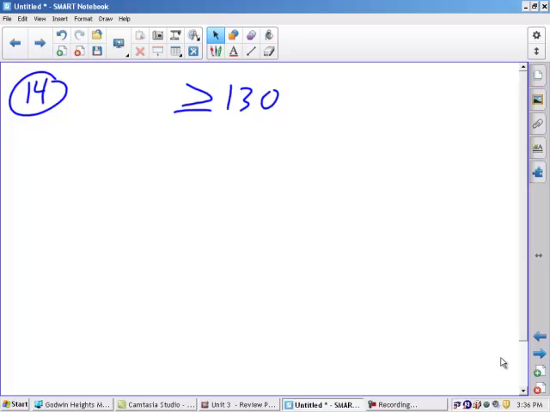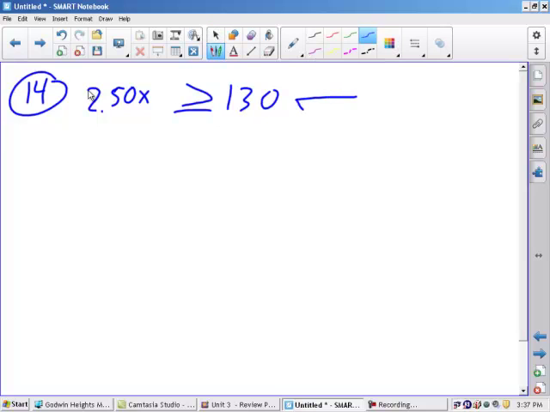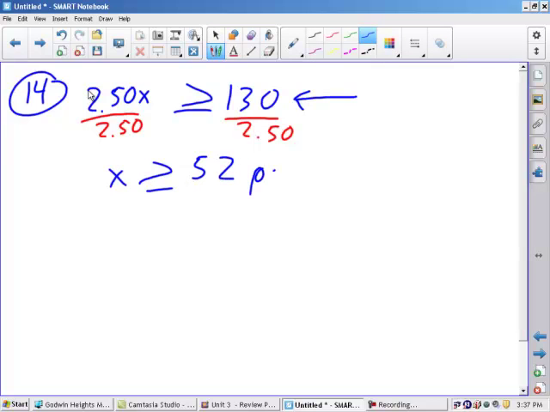So at least $130 is greater than or equal to 130. How many pastries must they sell at $2.50 each? So when you think of $2.50 each, you think $2.50 times x is greater than or equal to 130. So then to solve that, this is your inequality. To solve that, you then would divide by 2.50 on both sides, and you would get x is greater than or equal to 52 pastries. So I believe in the context of the question, you must sell at least 52 pastries.